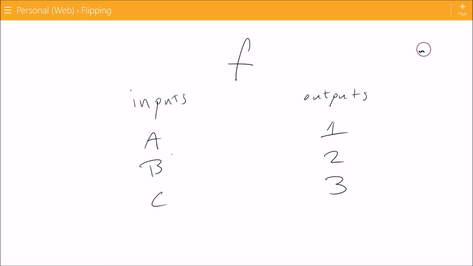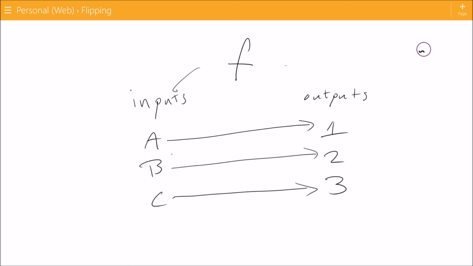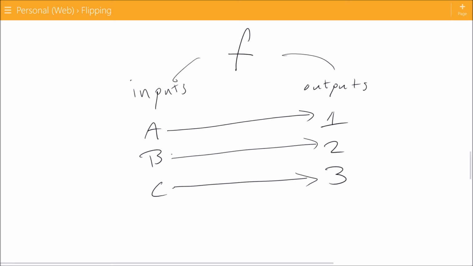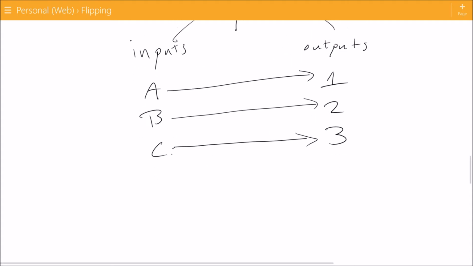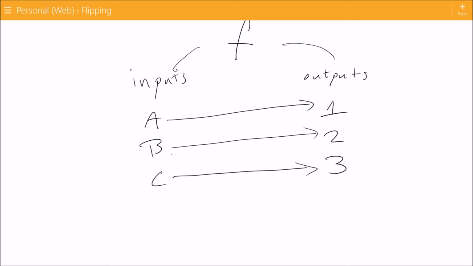So if you put in A, f tells you to go to 1. If you put in B, f tells you your output is 2. Put in C, you get 3. It's just a rule for telling you that when you put in this, then you get this. And that's it.